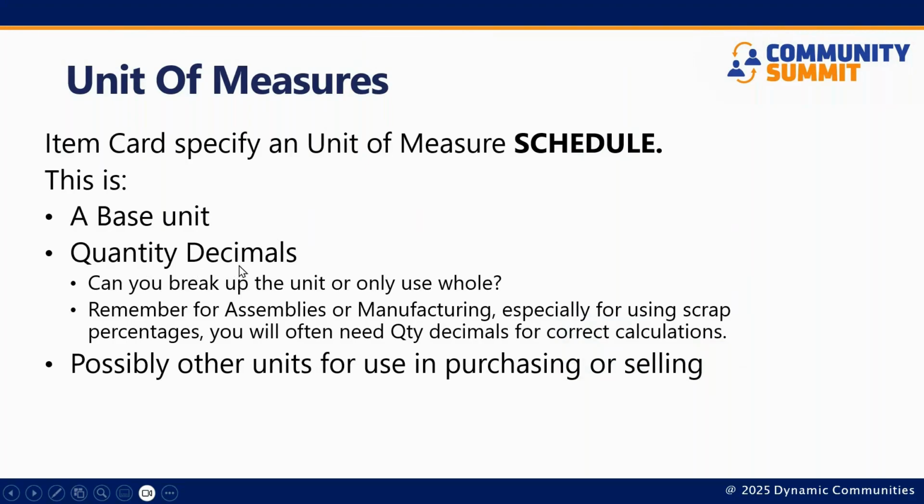Quantity decimals help us break up an item. And some clients think, oh, I never use it in pieces. I always use it whole. But if you're going to do assemblies or manufacturing, especially having scrap percentages, you may need to allow the system decimals so that it can do correct calculations, even though in reality you're never going to use part of it. If there's some left over, you're just going to throw it away. That still needs decimals to do the math.